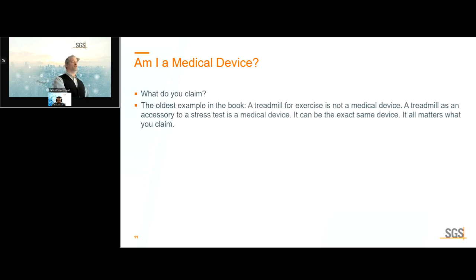Most importantly, and I want to point this out, a lot of this comes out of what you, as a legal manufacturer, claim. The oldest example in the world is a treadmill. A treadmill that is in someone's basement or in your local gym is not a medical device. But the exact same treadmill, now used as part of a stress test for a heart doctor, is now a medical device. Nothing has changed. It's the same physical object. All that changed is that someone said, I am making a claim medically that this is a medical device.